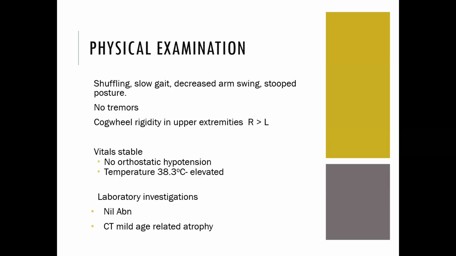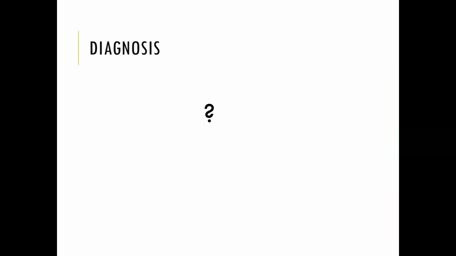Vitals were stable, but her temperature was a little bit up, which was a bit concerning because she'd been given haloperidol and had these features, but that turned out not to be an issue. She had no real abnormal laboratory investigations, and her CT was not contributory. So, playing the game again, what do you think the likely diagnosis is?